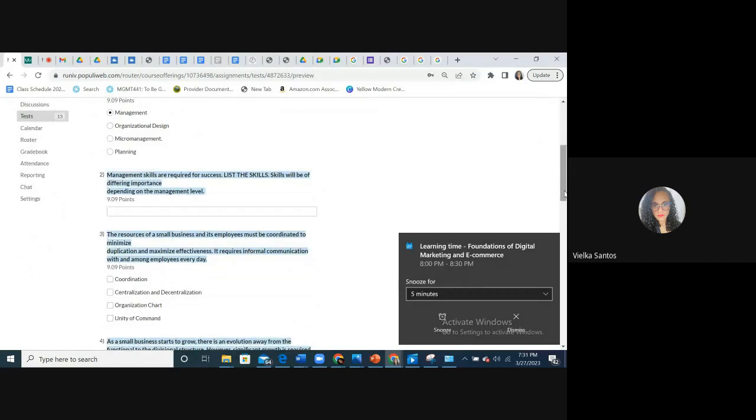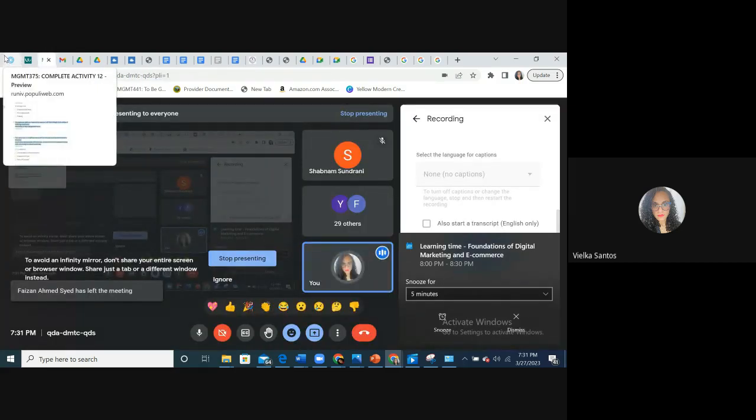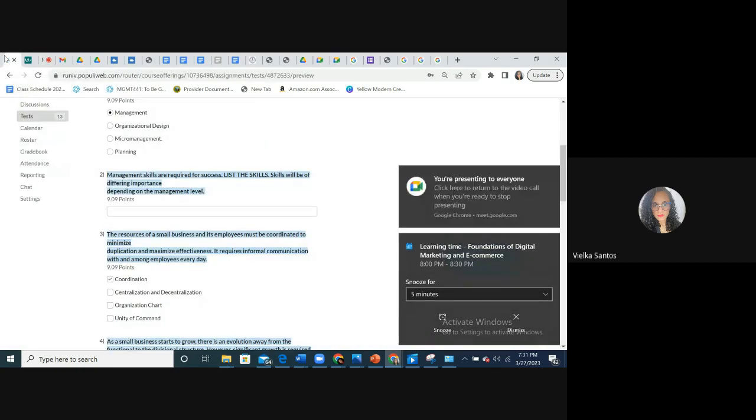Okay, number three, the resource of a small business and its employees. Now I want your help, please. Somebody help me with that. I will read. Yes, please. The resources of a small business and its employees must be coordinated to minimize duplication and maximize effectiveness. It requires informal communication with and among employees every day. I think it should be coordination. Exactly. I think somebody raised their hand, please, number two. Chavnan, thank you so much for your contributions. Thank you.